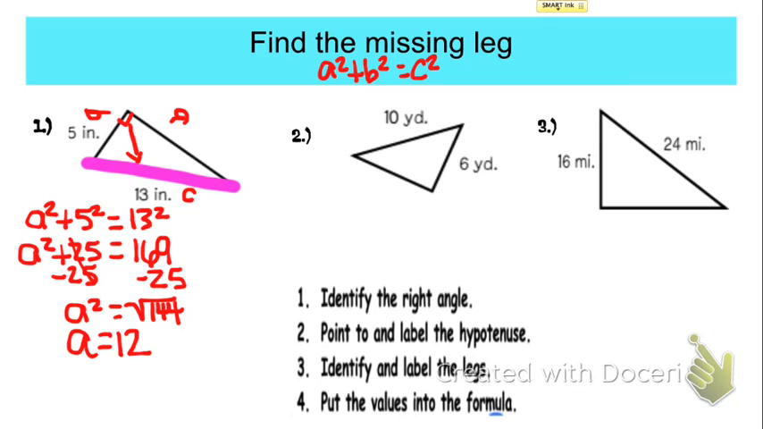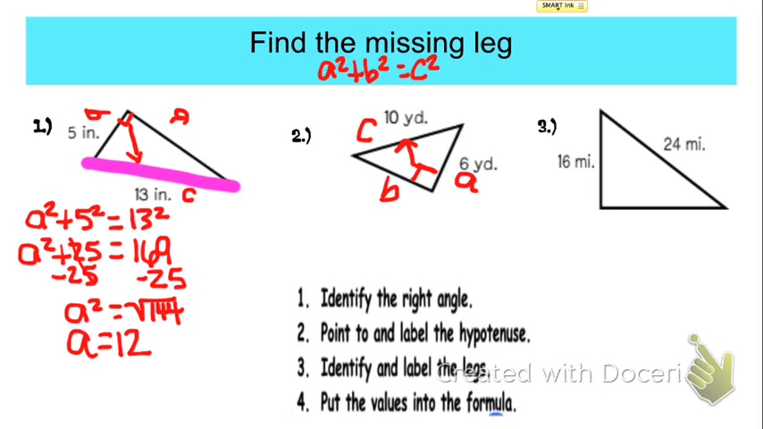Okay, so number 2, we have a right triangle. We need to find the missing leg, and so before we do that, we have to identify the right angle. So I'm going to identify the right angle, and I'm going to point and label my hypotenuse. So I'm going to draw an arrow across to find my hypotenuse. I'm going to go ahead and label it as C, and I know that this is going to be A and this is going to be B.